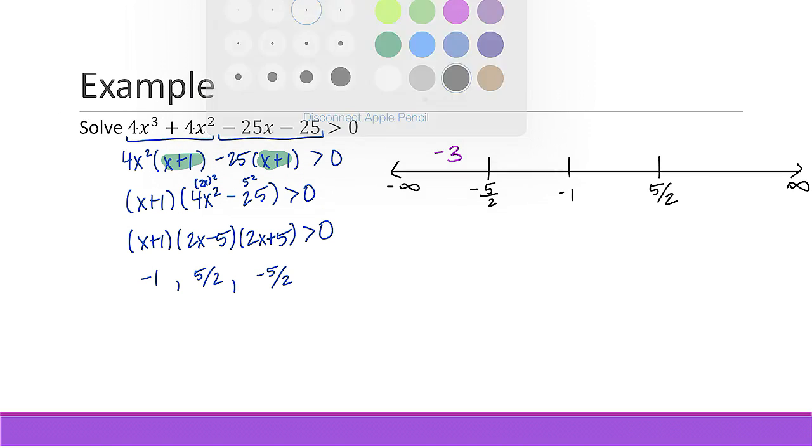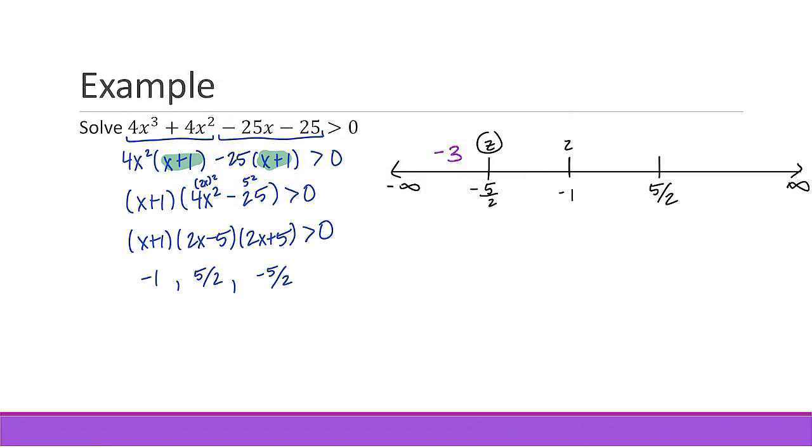Oh, and then I forgot, these are zeros. Don't want to forget that. And we have negative 2.5 and negative 1, so in between that is negative 2. And then between a negative and a positive we have 0. And then greater than 2.5 we have 3.